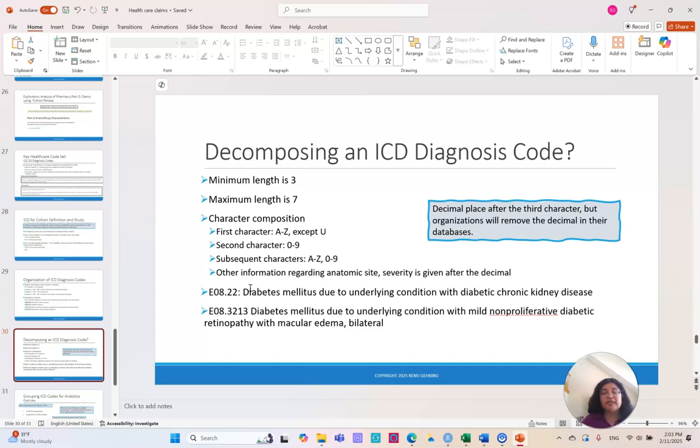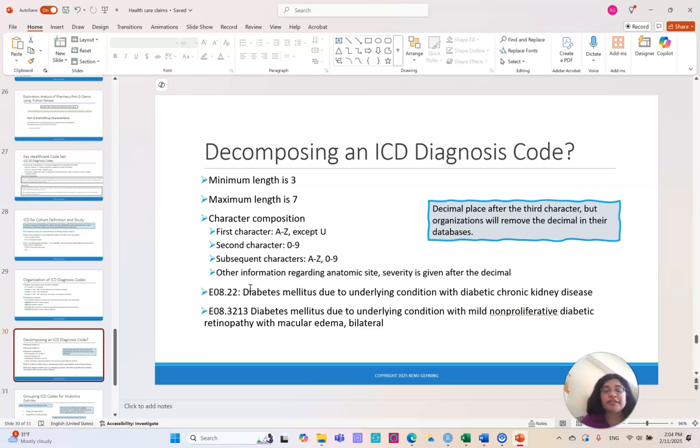So, for example, E08.22 is diabetes due to an underlying condition with diabetic chronic kidney disease. Kidney failure and kidney disease can lead to diabetes. Or it might actually be vice versa, I don't know. Forgive me if I misspoke.